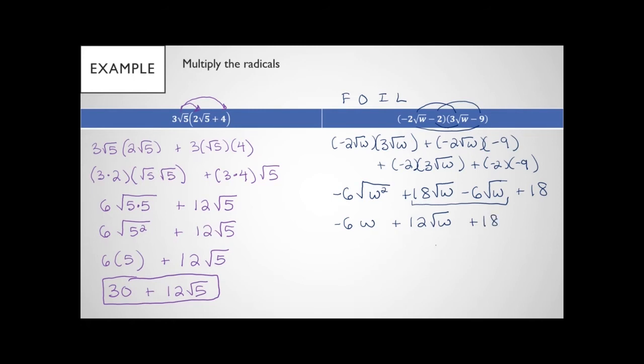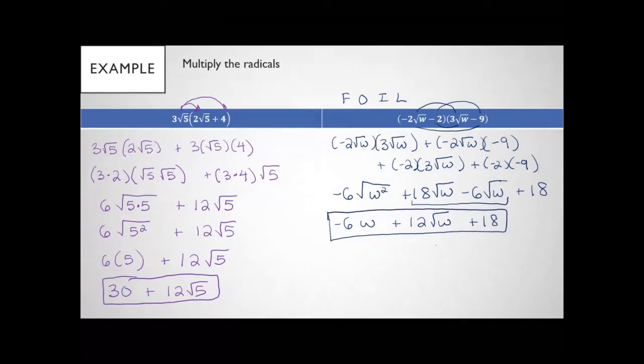Now I can't go any further because I don't have anything else that matches. I have a w, but one is inside the square root, one's outside. So those are not like terms. So this would be your final answer by going through the FOIL process.